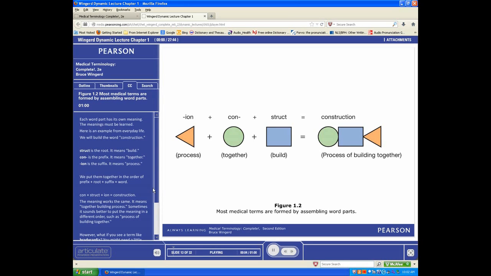We put them together in the order of prefix plus root plus suffix equals word. Con plus struct plus ian equals construction. The meaning works the same. It means together building process. Sometimes it sounds better to put the meaning in a different order, such as process of building together. However, what if you see a term like bradycardia? You might need a little help. Hold that thought because we will get to bradycardia in a minute.